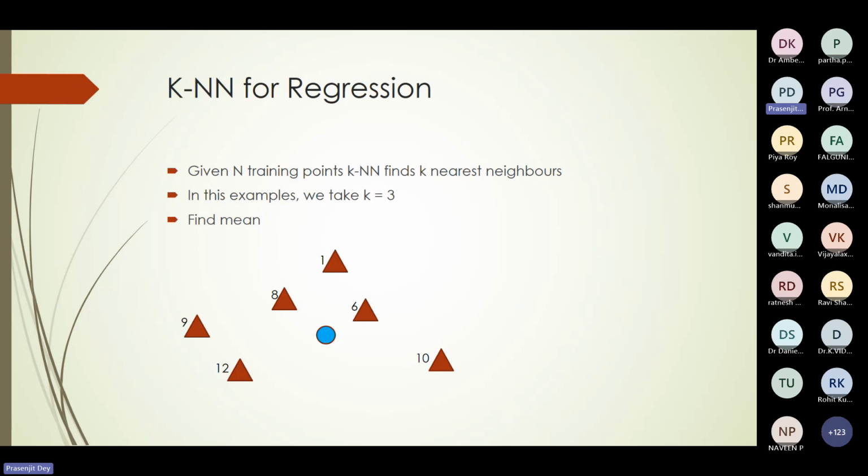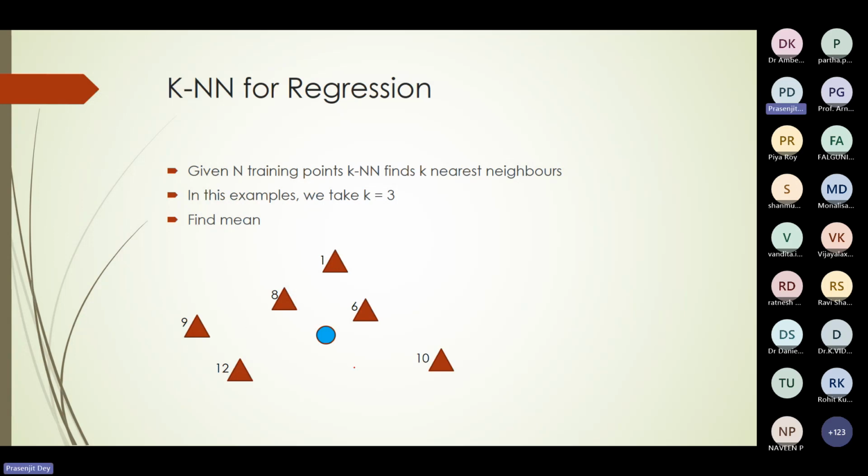So basically, suppose we have n training points. The k nearest neighbor algorithm finds the k nearest neighbors. In this example, suppose we take the number of neighbors as 3. Suppose these are the samples: all the red triangles are the training samples and the blue circle is the test sample. Now for this test sample, I need to know what its value will be. So is my problem clear to everyone?